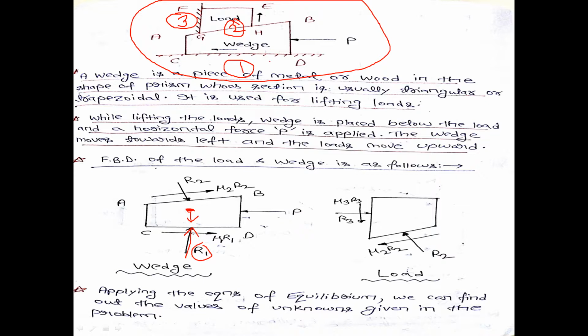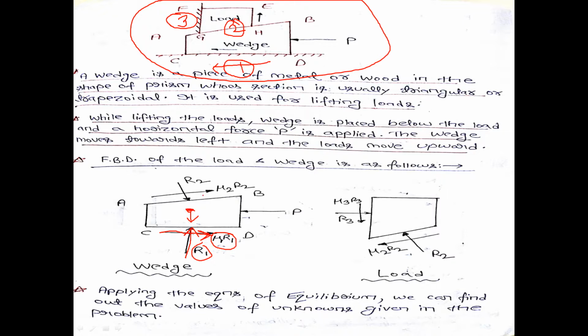And since the wedge is moving in this direction, a frictional force exists between the wedge and this horizontal contacting surface, and that frictional force will be in the opposite direction to the direction of motion of the wedge. So since the wedge is moving in this direction, the frictional force will be in this direction, that is mu1 into R1. Mu1 is the coefficient of friction between the horizontal surface 1 and the wedge.